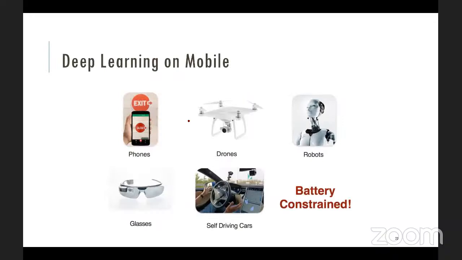Now let us come to deep learning models on mobile. Mobile means, let us say, self-driving cars, drones, robots, and of course your mobile phones, Google glasses, all those things. When we talk about deep learning on mobile, all these applications are battery constrained applications, right?